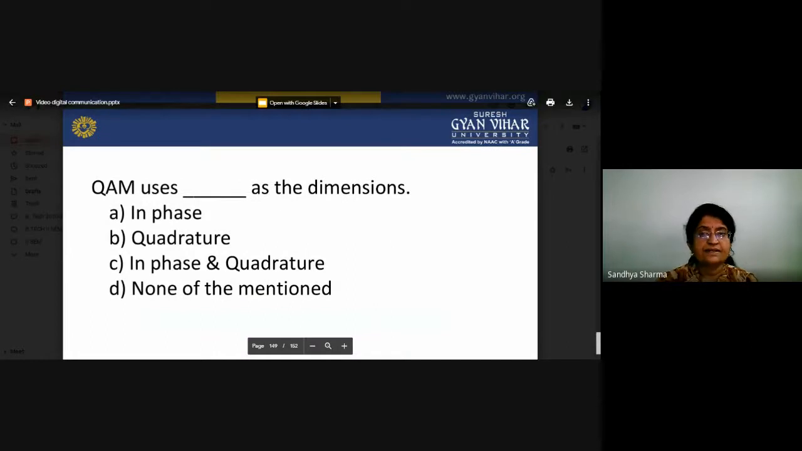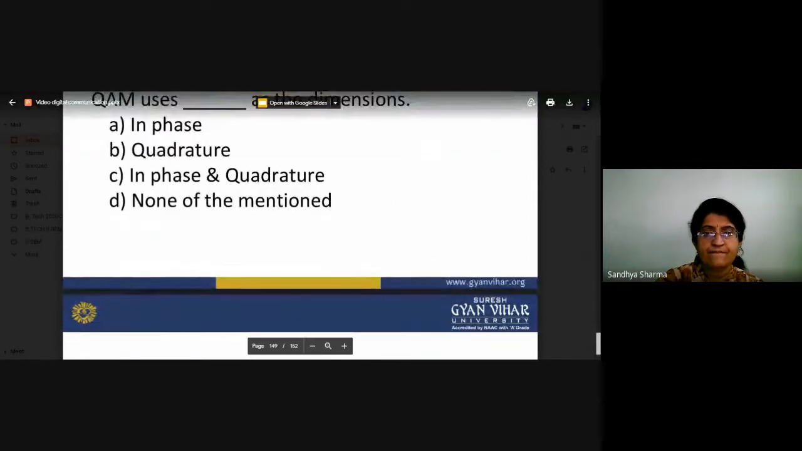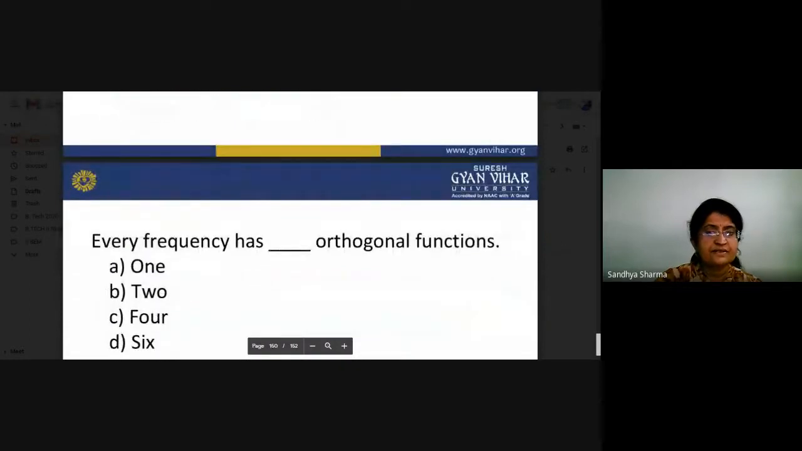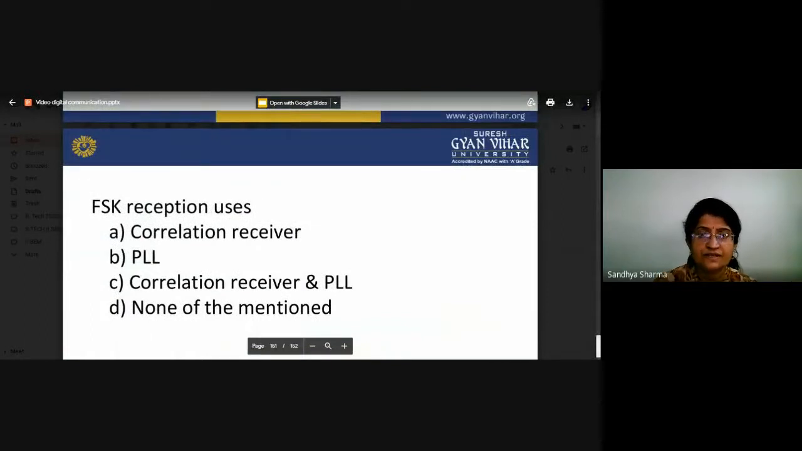QAM uses two dimensions. What about QAM? It works in both in-phase and quadrature, both phases. So that is called QAM. Every frequency has an orthogonal frequency, so there is also a reason how many frequencies are working here. FSK reception uses, so what about the uses of FSK? What type of work can you perform by using FSK? There are certain conditions. Correlation receiver, PLL, correlation receiver and PLL. So we have to see what type of working procedure is used here.